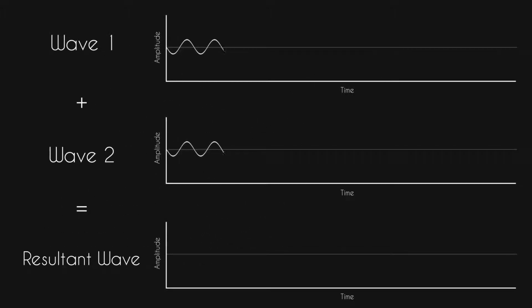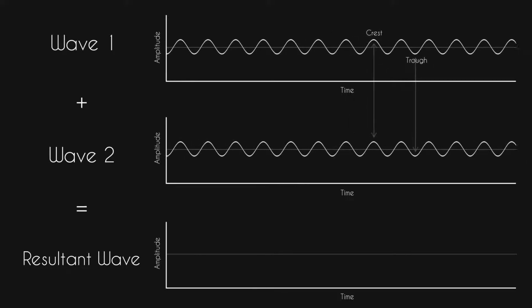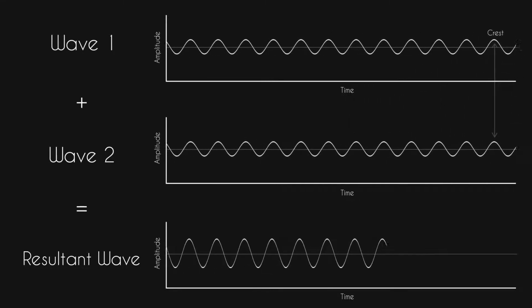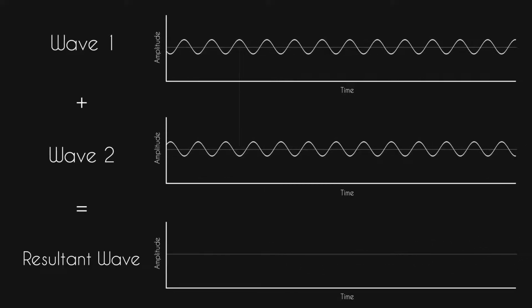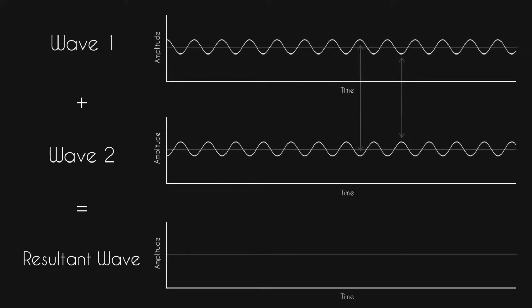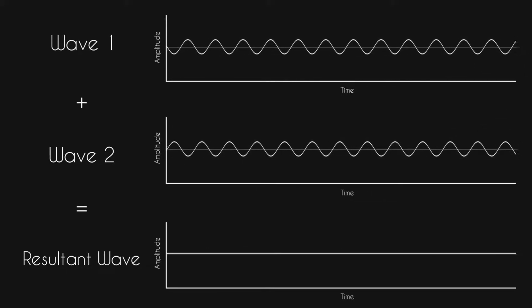If we add up two perfectly synced waves together, the crests of the waves would sum up, as well as the troughs, resulting in a wave that now has higher crests and lower troughs. However, if we displace the second wave along the axis of time, then the crests of the first wave will meet the troughs of the second wave, and vice versa. This would result in the two waves completely cancelling each other out.